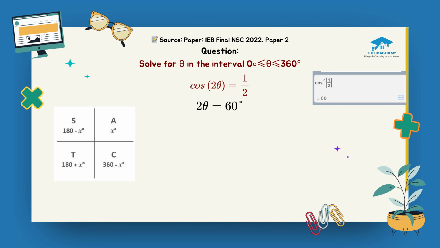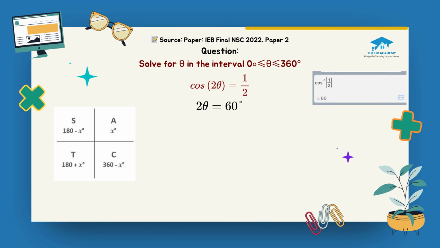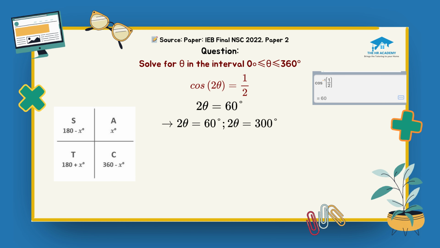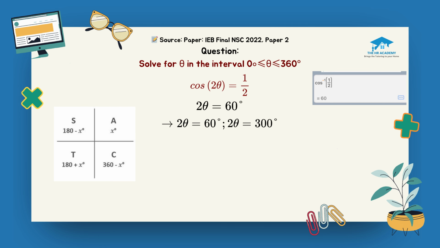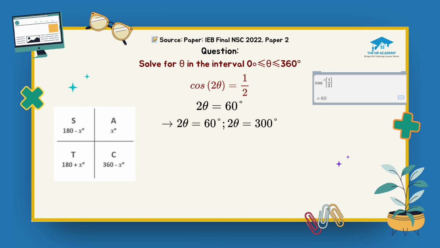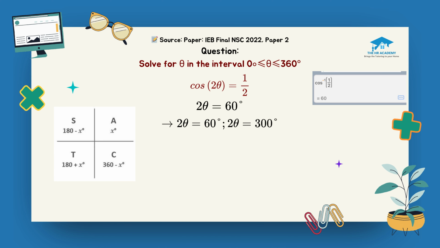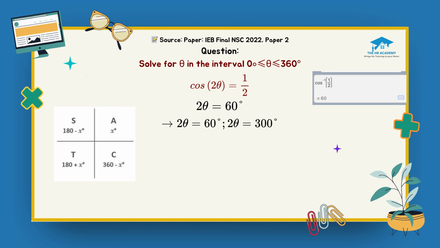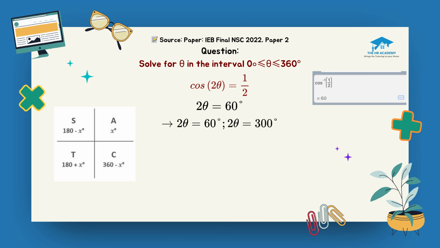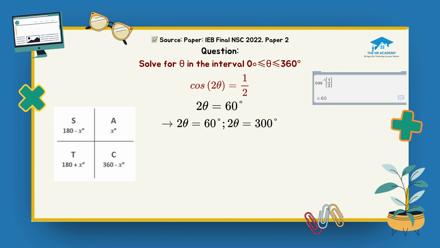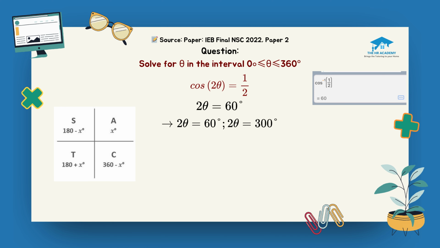Let's look at the CAST rule. Where is cos positive? Cos is positive in the first quadrant and the fourth quadrant. For the first quadrant, we use the angle we got, the 60 degrees. So 2 theta is equal to 60 degrees. For the fourth quadrant, we use 360 degrees minus the angle we got, so it is 360 degrees minus 60 degrees. And we get 300 degrees. Therefore 2 theta is equal to 300 degrees.